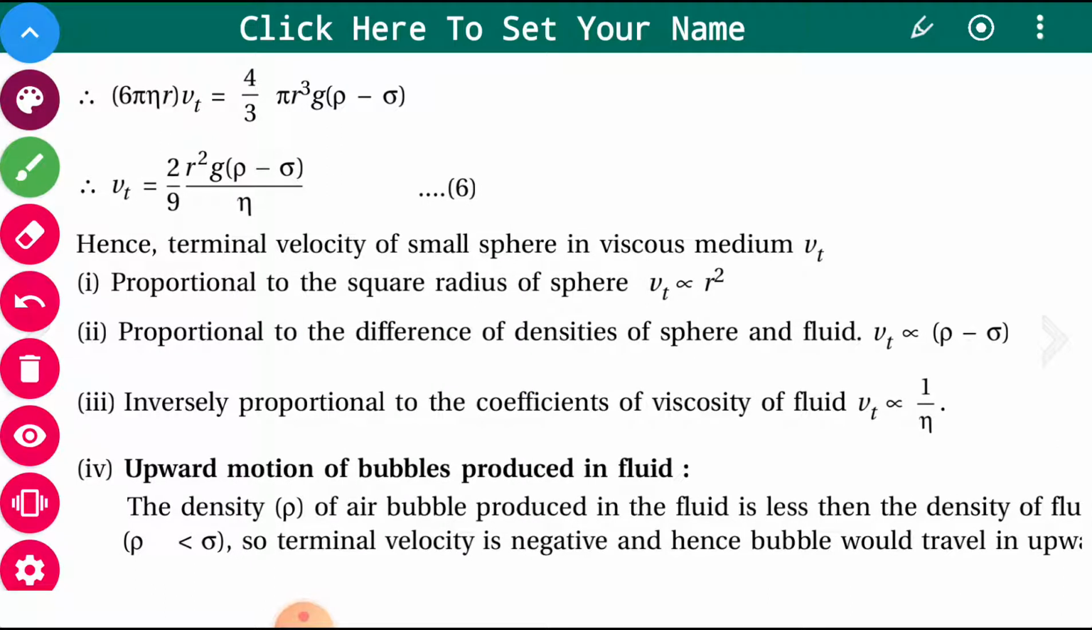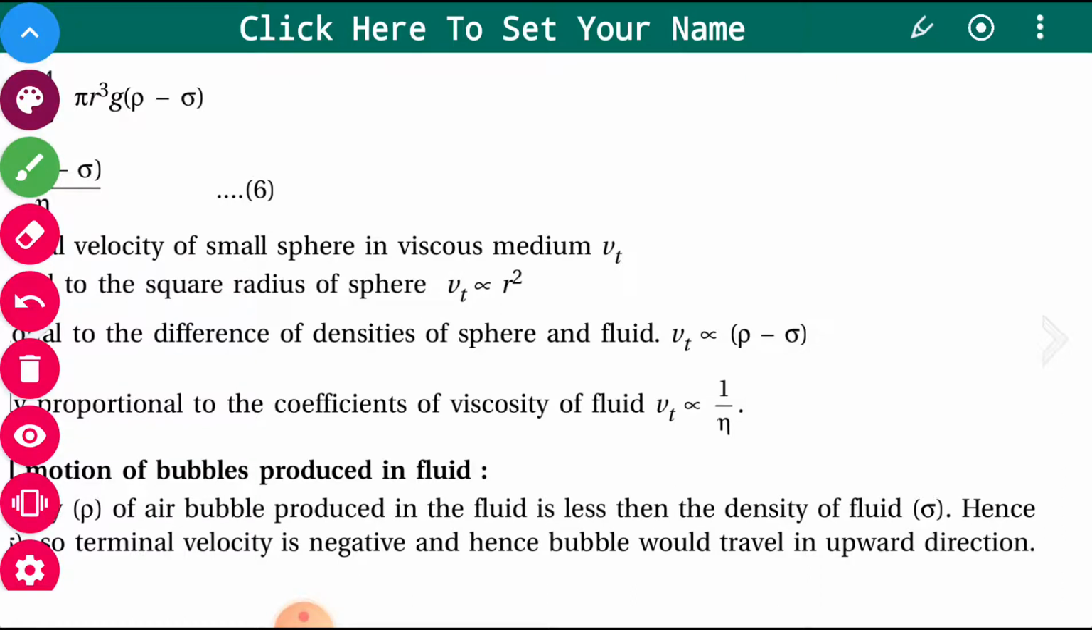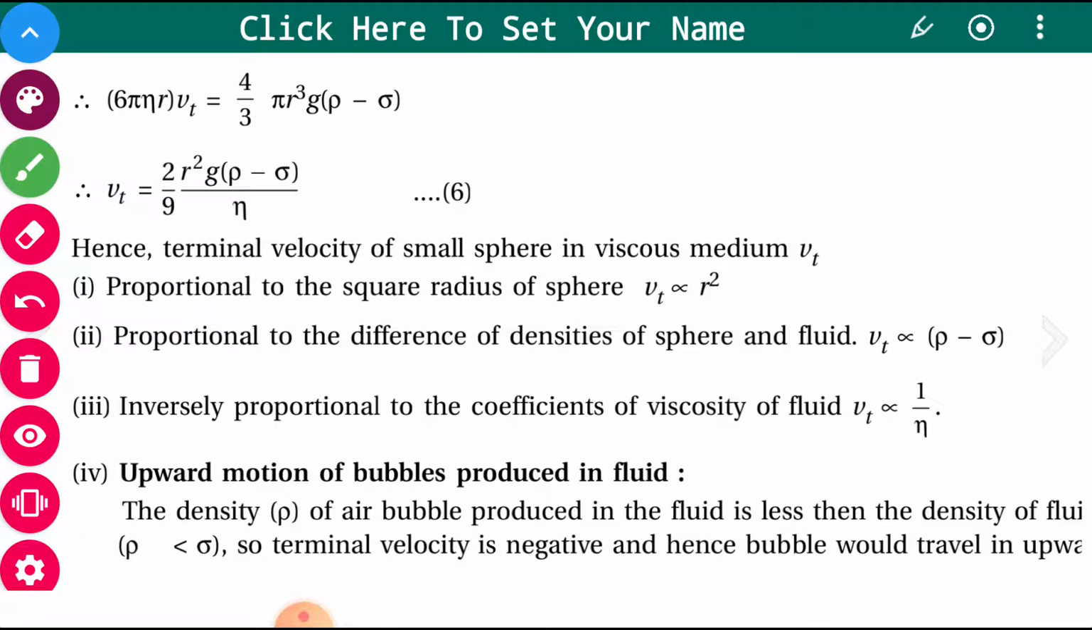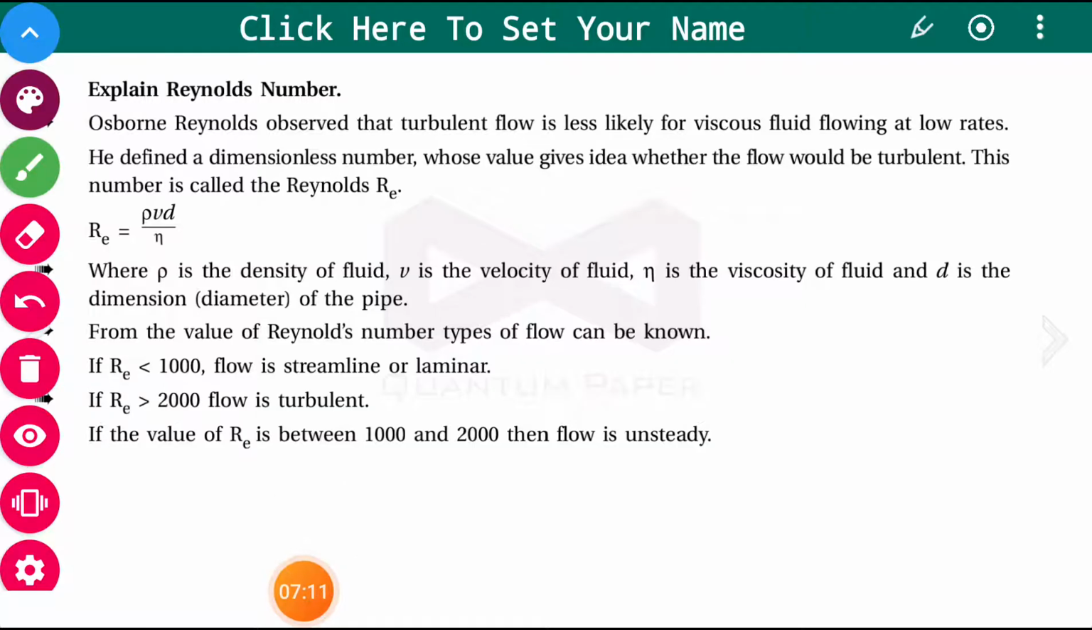Now, for the upward motion of a bubble produced in the fluid, the density rho of the air bubble is less than the density of the fluid sigma. Hence rho is less than sigma, so the terminal velocity is negative, and hence the bubble would travel in the upward direction. Now we talk about the Reynolds number.